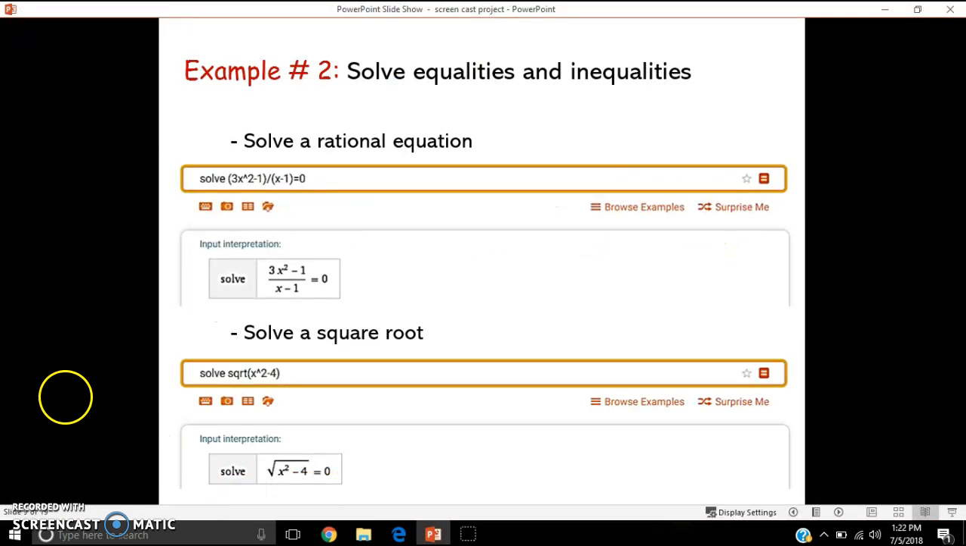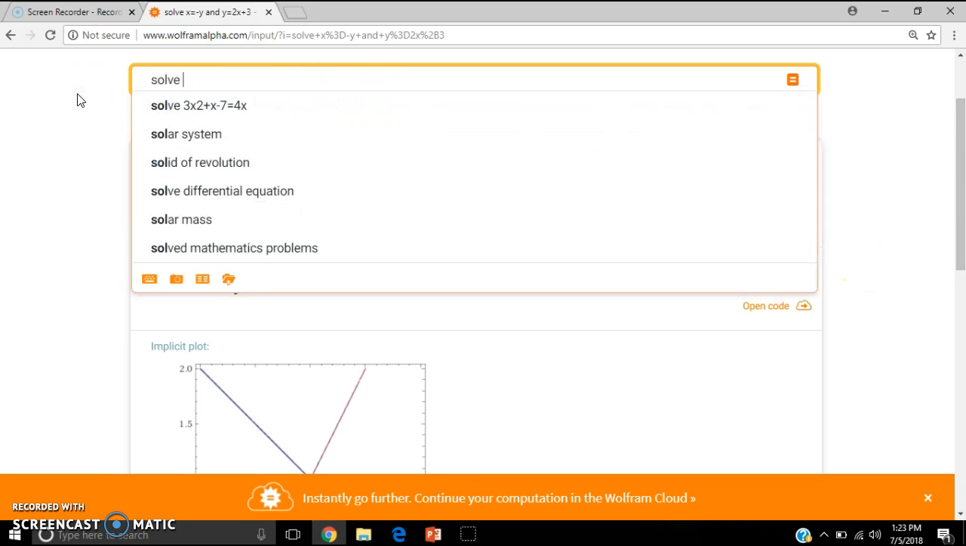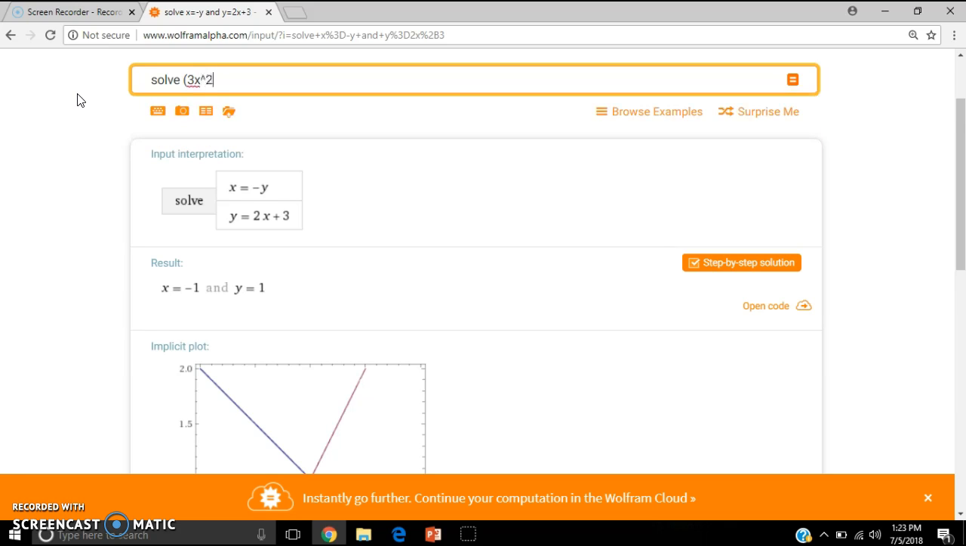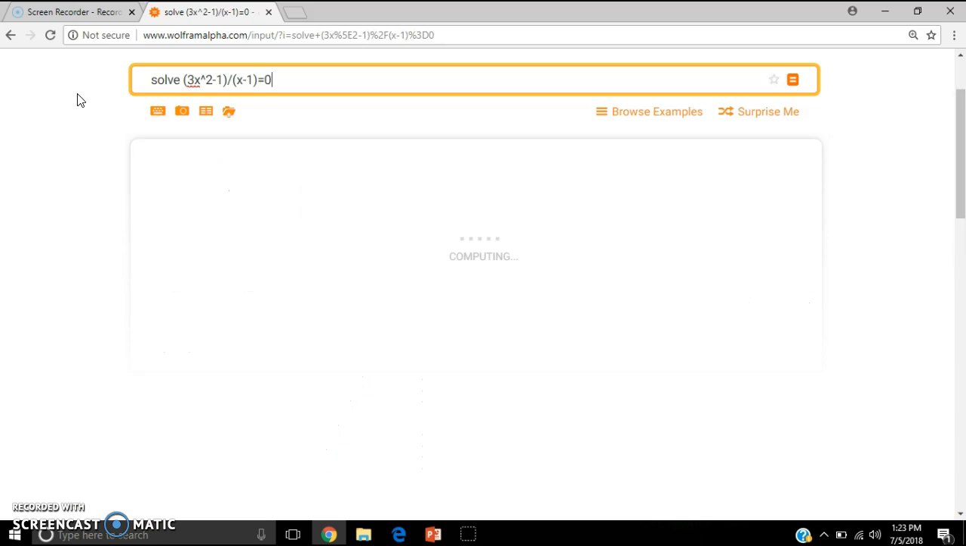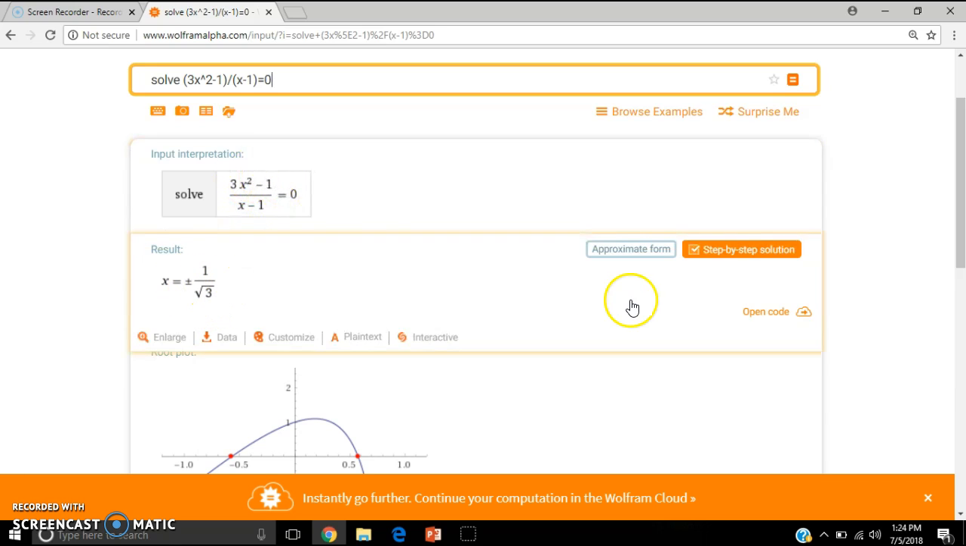The third case is about solving a rational equation. So I'm gonna type my equation. Solve. Here I have to make sure that I use the appropriate parentheses. 3x squared minus 1 over x minus 1 is equal to 0. Here is the input to the equation. I can click on step-by-step solution.